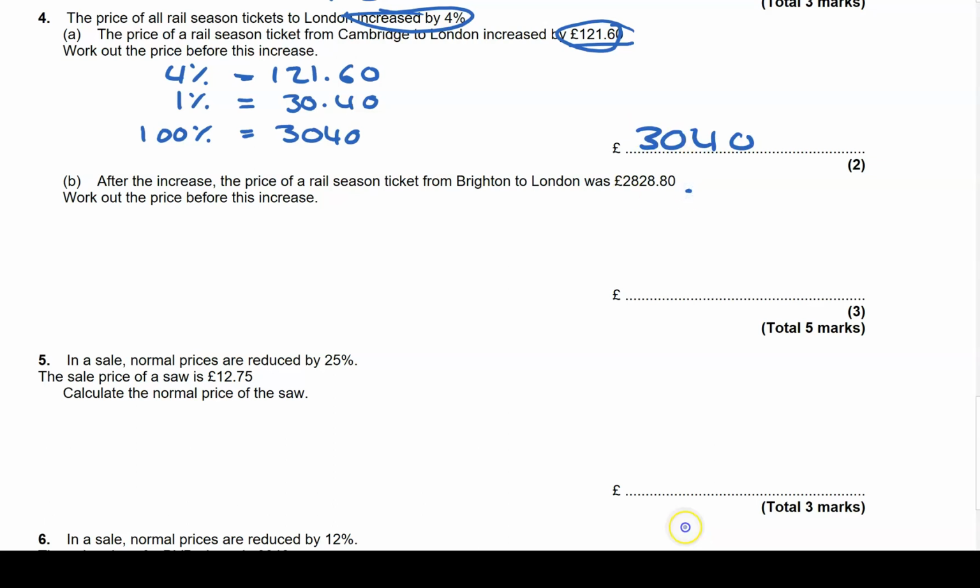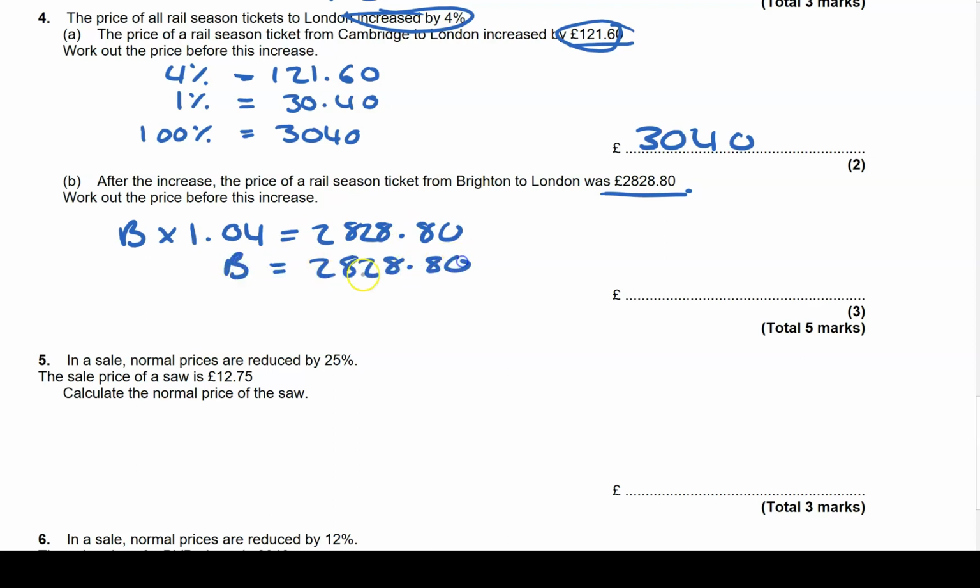Right, after the increase, Brighton to London was that much. How much was it before? So the before price times 1.04 is 2828.80. So the before price is 2828.80 over 1.04. 2828.80 over 1.04 is 2,720.